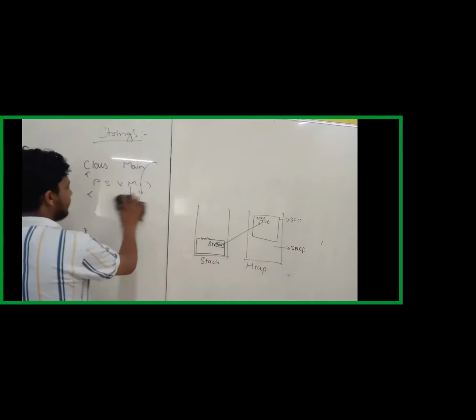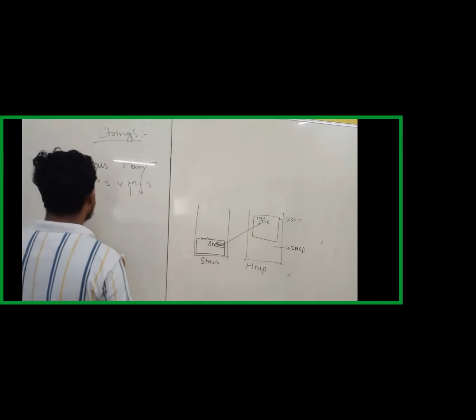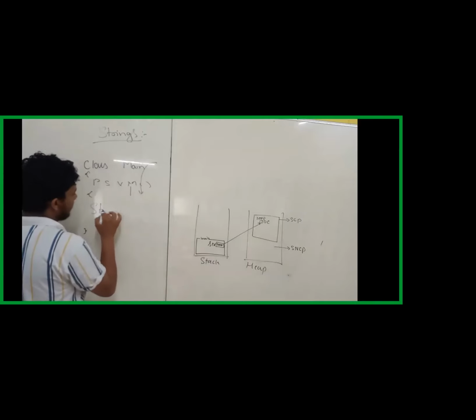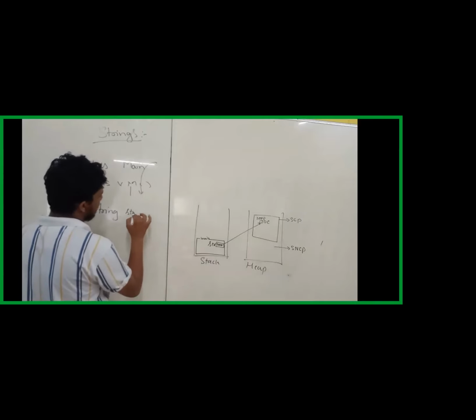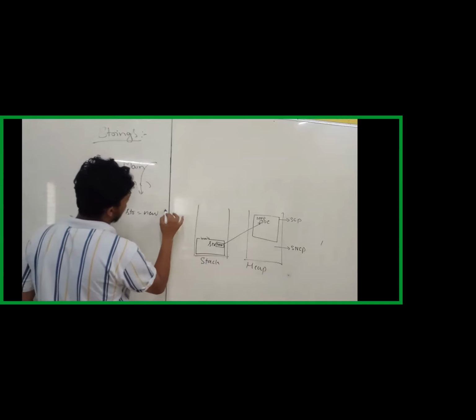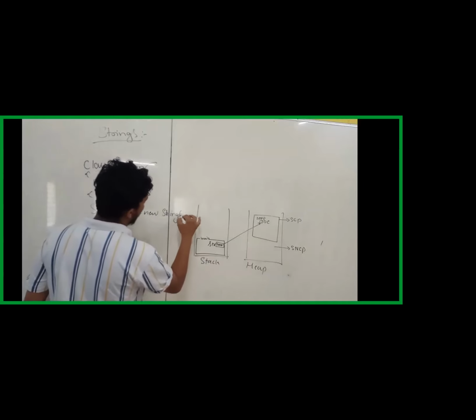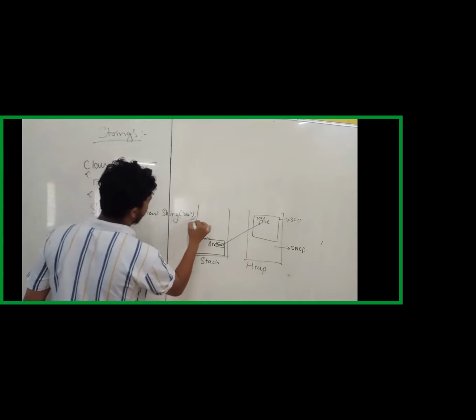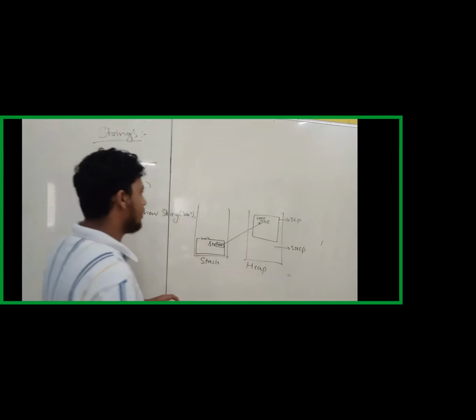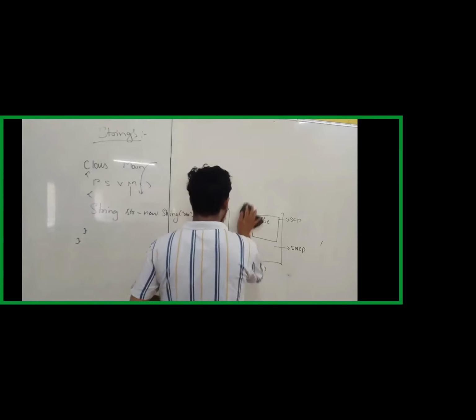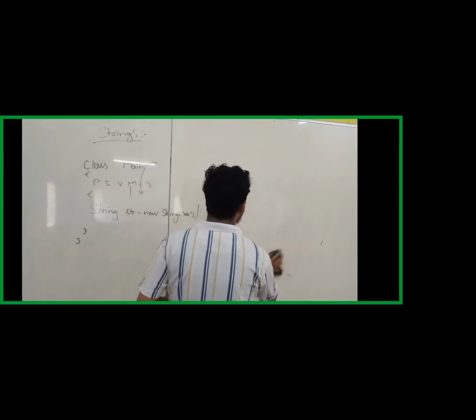Now, I would like to create a string in a second, different way. That is, String str is equal to new String of ABC. One more way of creating an object. This time, how will it be created? Let me show you. Listen carefully.